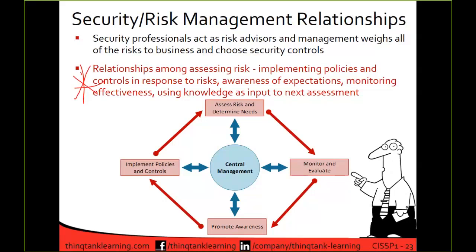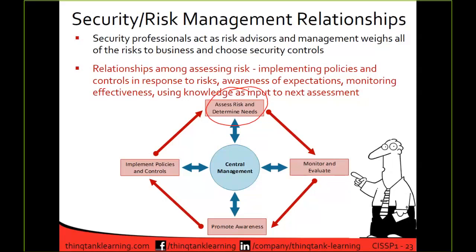Now, the one thing that's missing from this, of course, would be to identify those risks initially, right? That's one of the things that's missing from this. But it is very important. Everything beyond this is very important, right? So we have a little picture here. This guy here is pointing at it, but this is assess risk and determine the needs. So that's the one component that's missing from that previous bullet point, right?